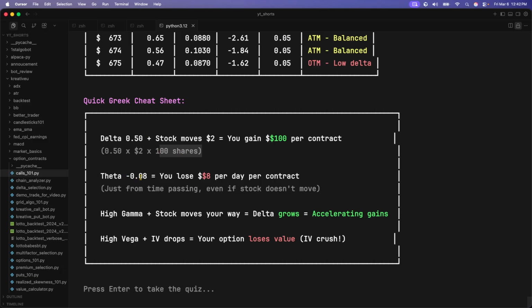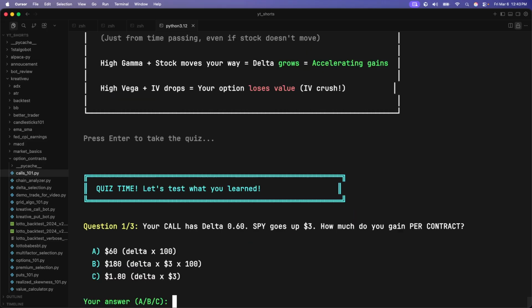Theta of negative 0.08, you lose $8 per contract a day. And then high gamma plus the stock moves your way, delta grows and gains accelerate. But high Vega plus IV drops, your option loses value. Just got caught in an IV crush. So your call has a delta of 0.60. The stock goes up $3. So we're going to do 0.6 multiplied by 3. That's 1.8, yeah, 1.8.